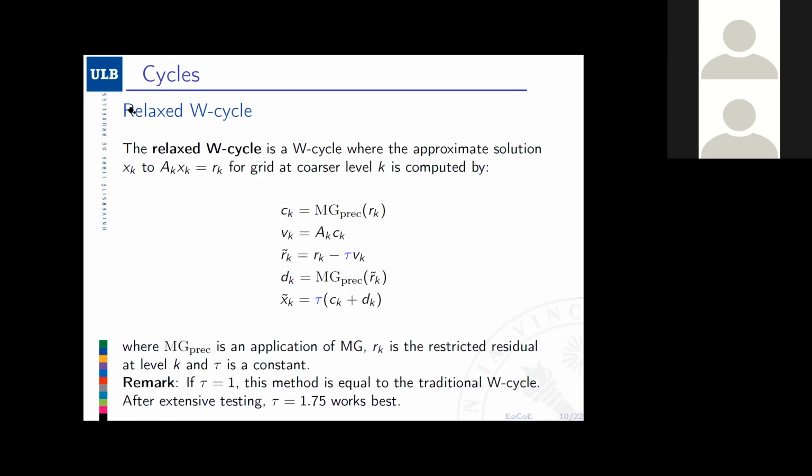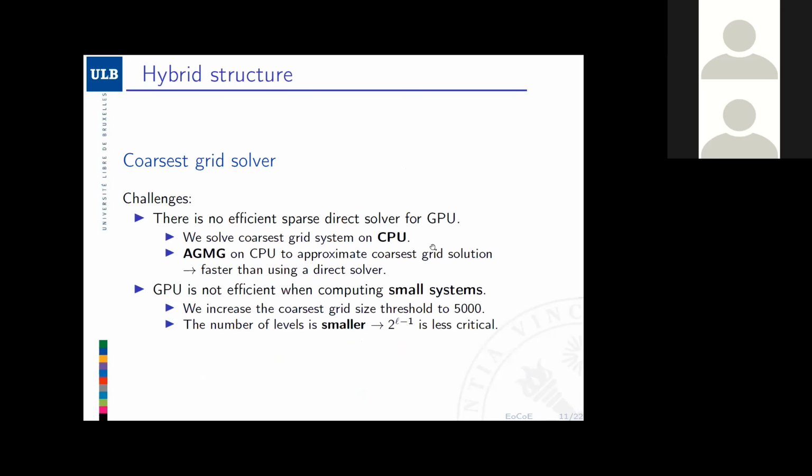So this smoothing strategy is equal to the regular W cycle if tau equals 1. In this case, tau equal 1.75 has been seen, after extensive testing, as the best parameter for symmetrical matrices. So now that we have presented the cycle, we have answered the second challenge, and the final challenge is how we are going to solve the coarsest grid.